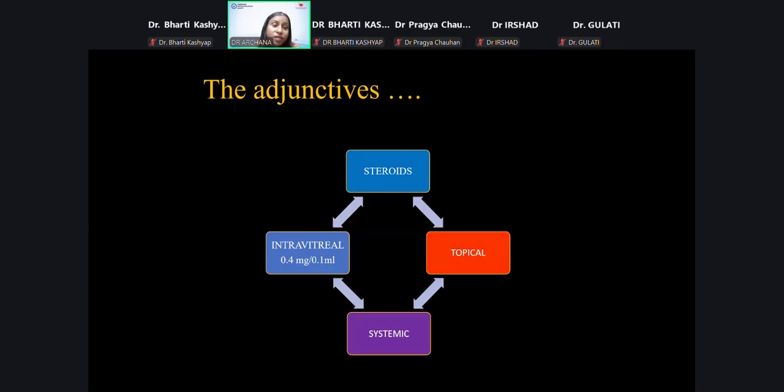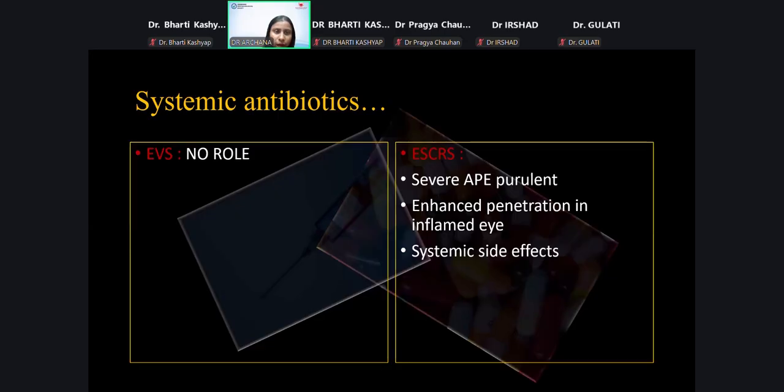Now, adjunctives. Always there is a question: should steroids be used? Intravitreal steroid should be limited if we know, especially fungal, may flare. Topical, yes, we can use. Systemic, there are many studies, we don't favor it, but if a patient is diabetic or there are other foci expected, or in very acute cases, we should avoid steroids.